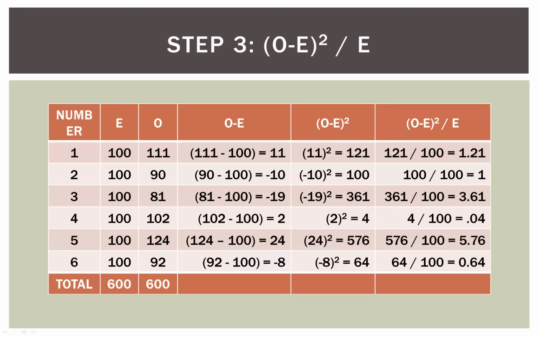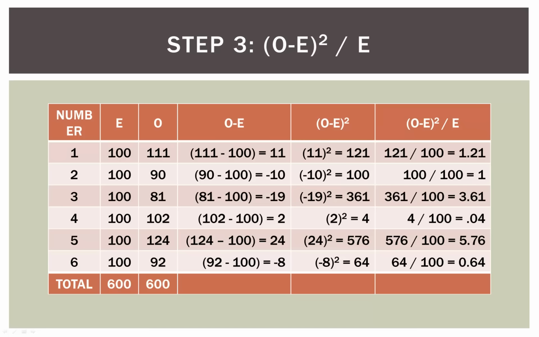Now in step 3, we take what we got in step 2, which was the squaring, and we divide that by what we expected, which is E. Okay? So in all of our cases we expected 100. This is actually very simple division. It's just moving the decimal place. So for the number 1, we had 121 divided by 100. That's 1.21. For number 2, it's just, well, 1. And for number 3, we had 3.61. And for number 4, we had 0.04. And on down, 5 and 6.